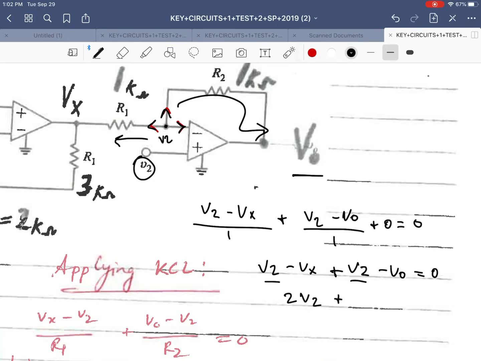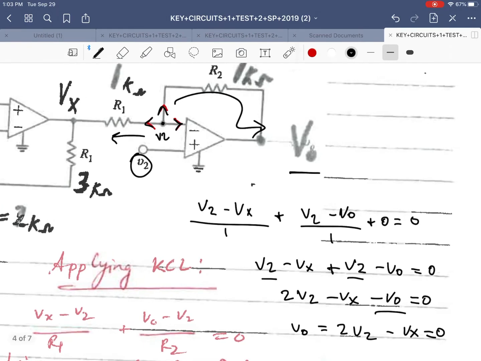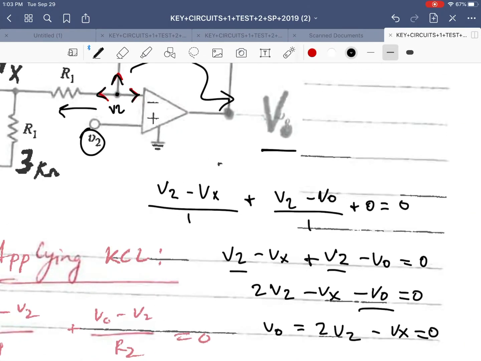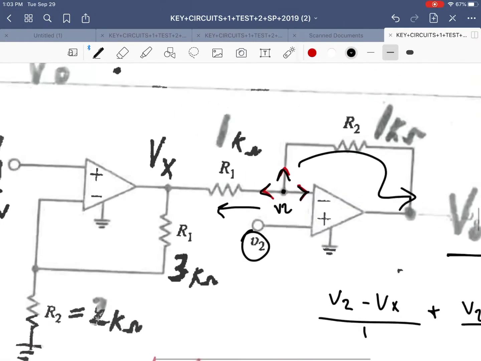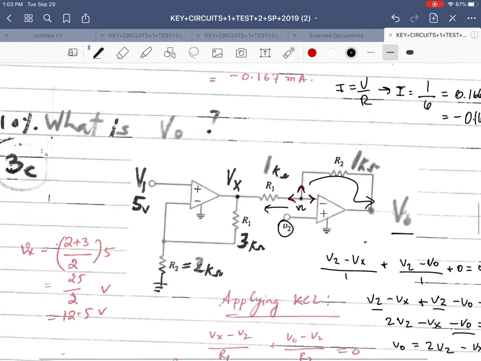Simplifying that more, we have 2 like terms: 2 V2 minus Vx minus VO is equal to 0, and we want to solve for VO, so we can move that to the other side. VO equals 2 V2 minus Vx. Whew. Okay, so you can see with this equation here, we need to find Vx, and so let's do that.